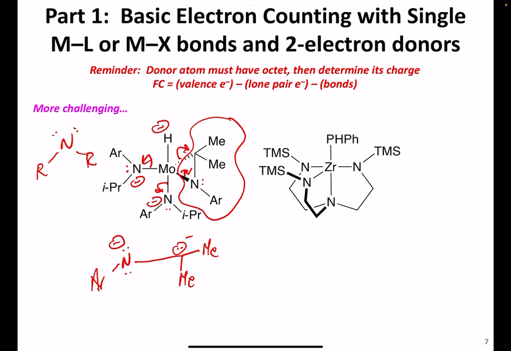Again, remember there is a lone pair on this nitrogen. You give the electrons back. You form another lone pair on the nitrogen. It has an octet. So all of the donors to the moly center are anionic.